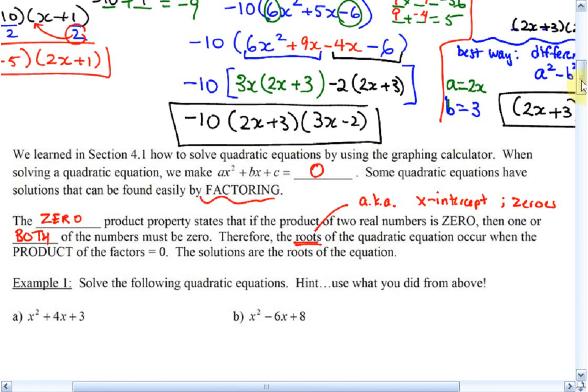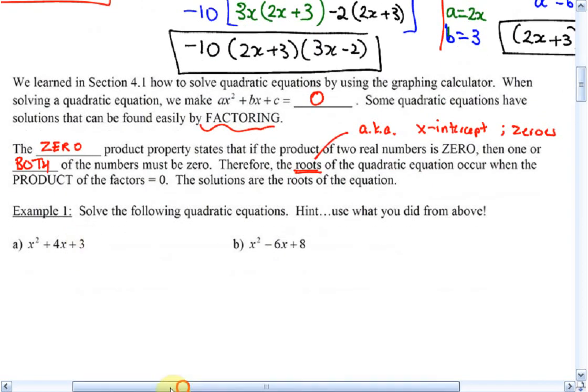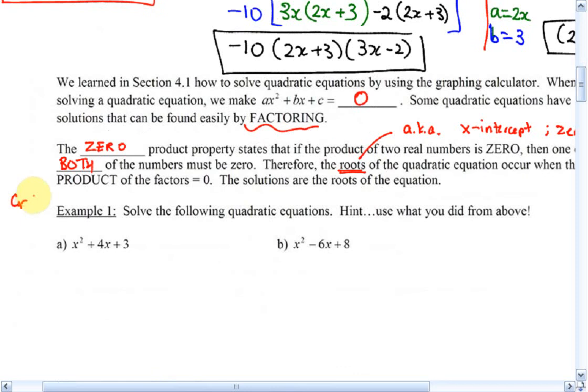So let's do example number 1 now. This is the actual grade 11 stuff now. Grade 11, here we go. How would you solve this? Solving means make this equal to 0. So can you actually write down equal to 0 next to it?